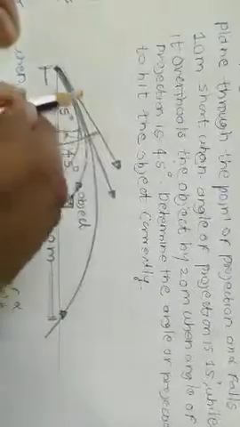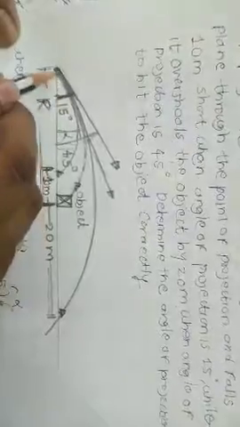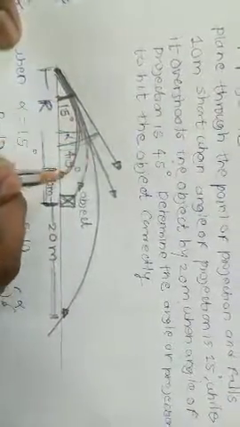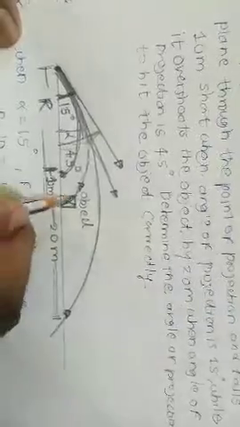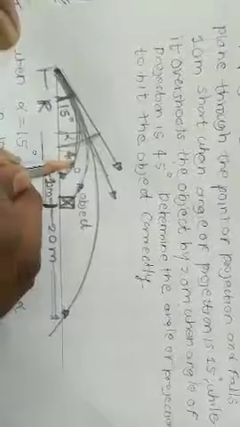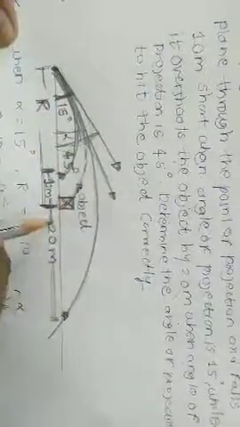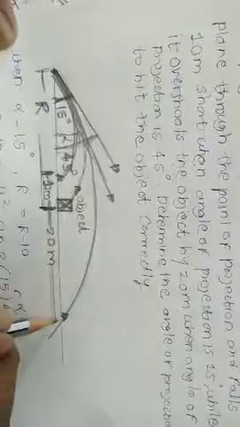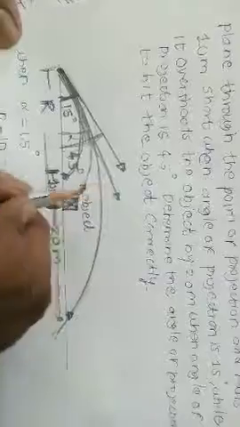The diagram is not given, but we will develop the sketch. First, when the angle of projection is 15 degrees, it falls 10 meters before the object, and when the angle of projection is 45 degrees, it goes beyond the object by 20 meters. Determine the angle of projection to hit the object correctly. So they will ask you to find the correct value of alpha so that it will hit the object correctly. You will also need to find the range R.